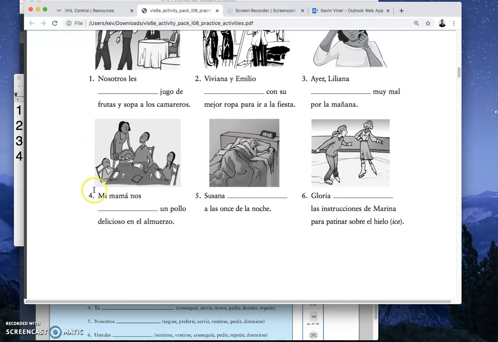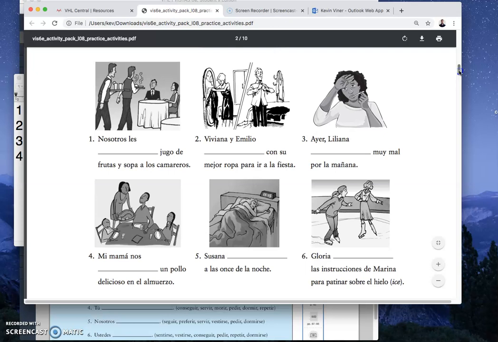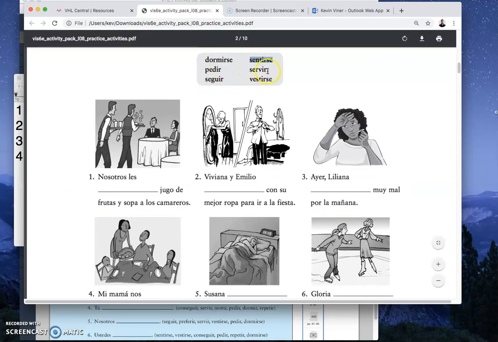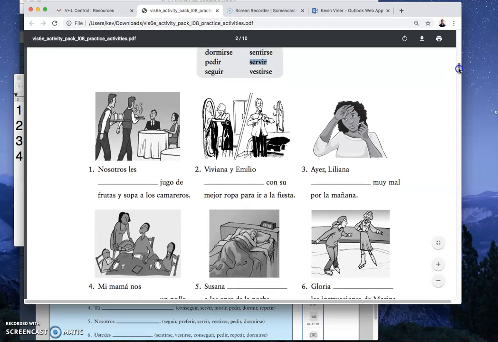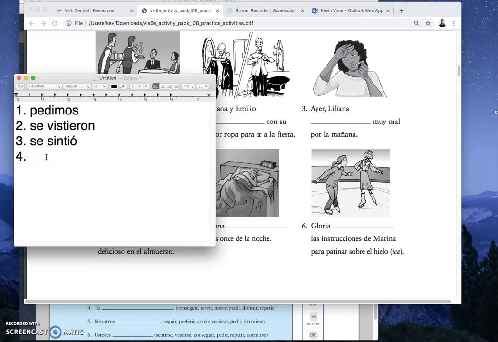Mi mamá nos blank un pollo delicioso en el almuerzo. Pause it. And we're back and we'll look at the options here. Dormirse, pedir, seguir, servir, vestirse. Servir, right? The mom served that to them. So again, we have a third person singular because we're talking about mi mamá. So it would be mi mamá nos sirvió, right? Sirvió. There's the stem change. Muy bien.